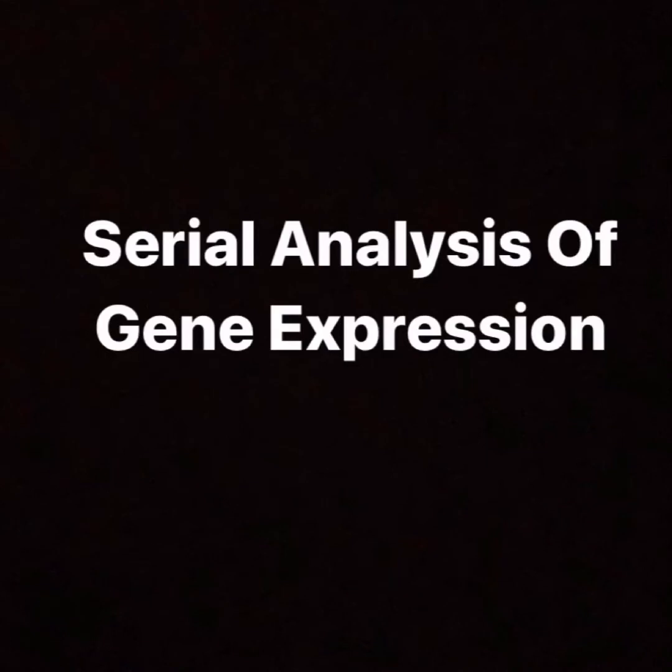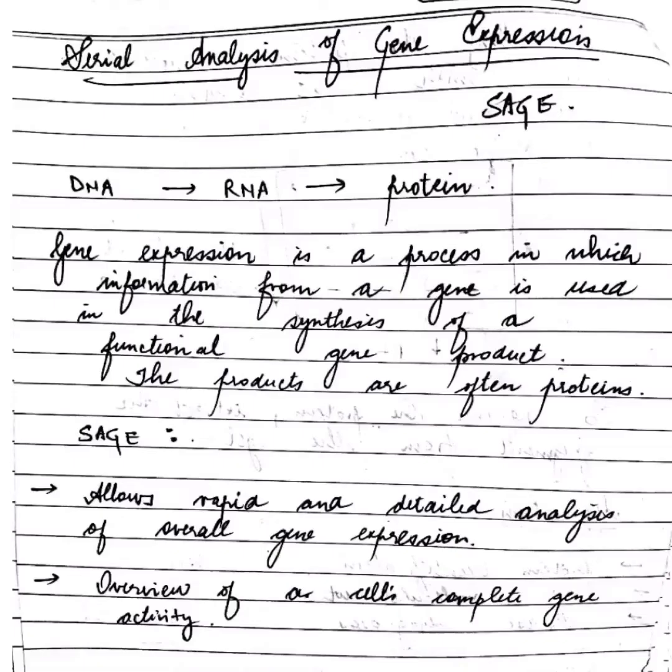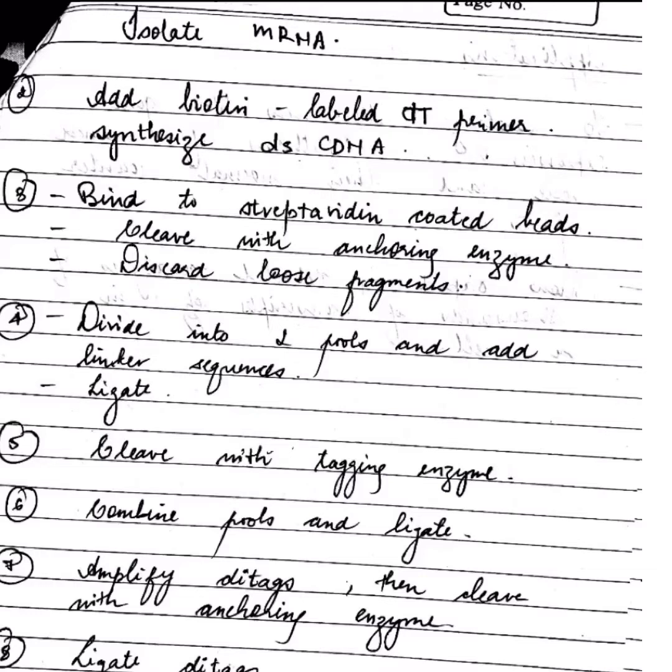That means, in basic terms, from a DNA to an RNA and then to a protein. It allows rapid and detailed analysis of the overall gene expression. And the method to perform SAGE is we isolate the mRNA and add biotin labeled with a primer. Then it is synthesized into a double-stranded cDNA.